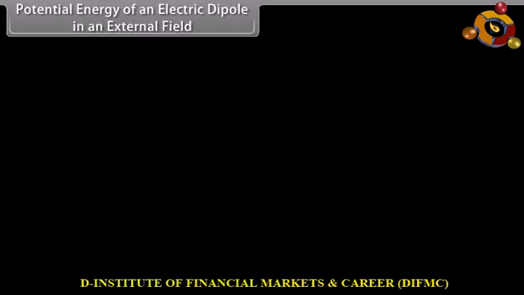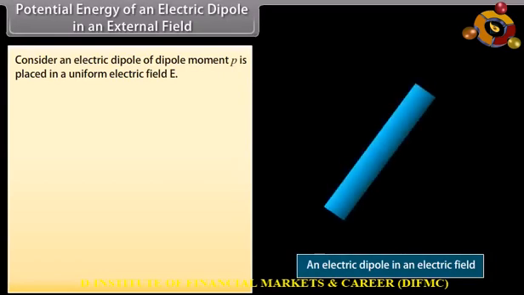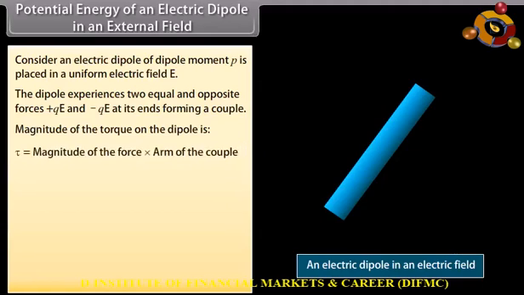Potential energy of an electric dipole in an external field. Consider an electric dipole of dipole moment P placed in a uniform electric field E. The dipole experiences 2 equal and opposite forces plus QE and minus QE at its ends forming a couple. Magnitude of the torque on the dipole is equal to magnitude of the force into arm of the couple. Tau is equal to QE into 2L sin theta, which is equal to PE sin theta.